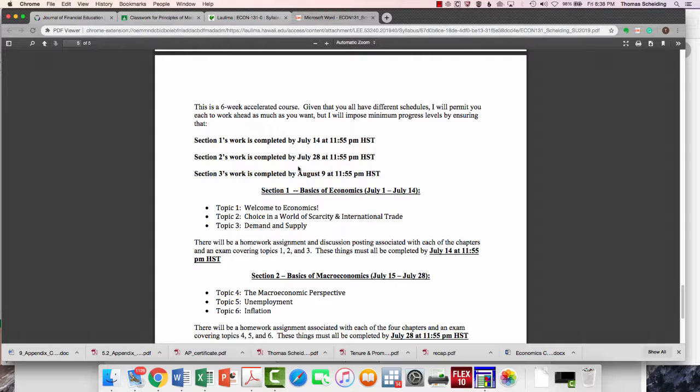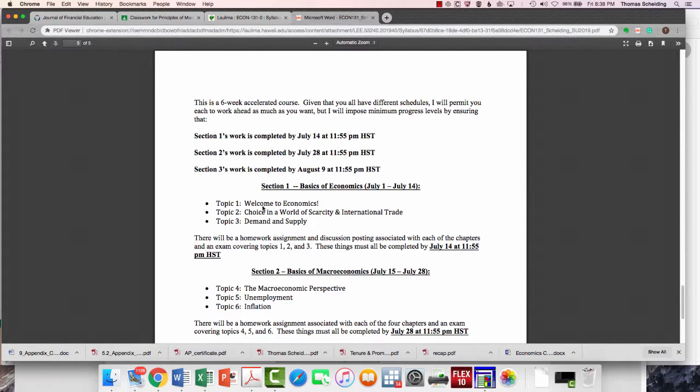And then here is our schedule. Basically, in a 6-week class, we're going to split everything into three 2-week sessions. So in the first 2-week session, July 1st to the 14th, we're going to cover these three topics. Everything will be due on July 14th. That would mean 3 homework assignments, 3 reflection papers, and 1 exam.